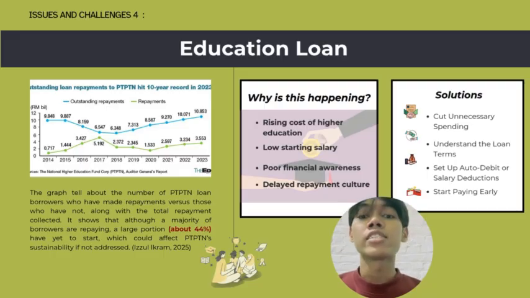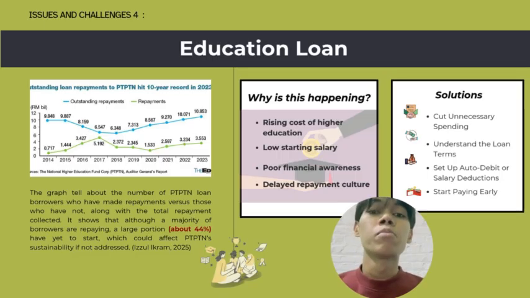The first one is the rising cost of higher education. Over the years, studying has become more expensive. This high cost pushes students to borrow more, and the more they borrow, the harder it is to repay later. The second one is low starting salary. After graduation, many students do not get high-paying jobs right away. So, they tend to postpone their loan repayment because they feel they just cannot afford it yet, even though the repayment may only be 100 to 150 ringgit a month.